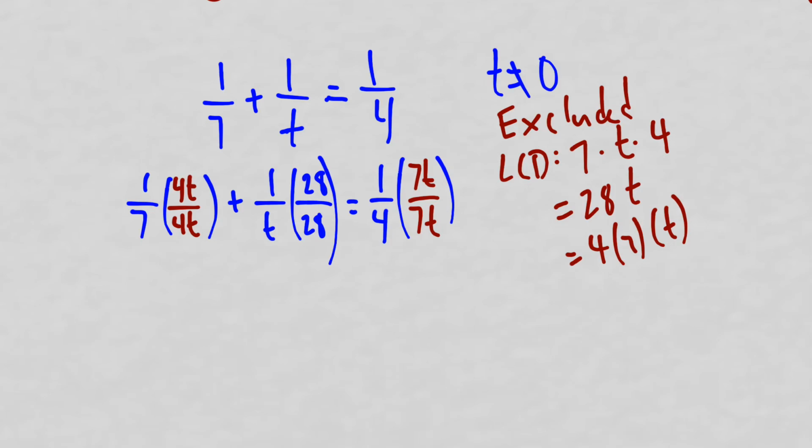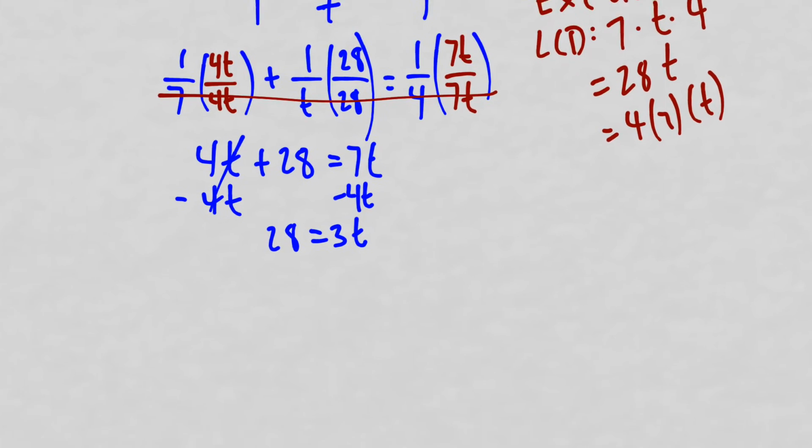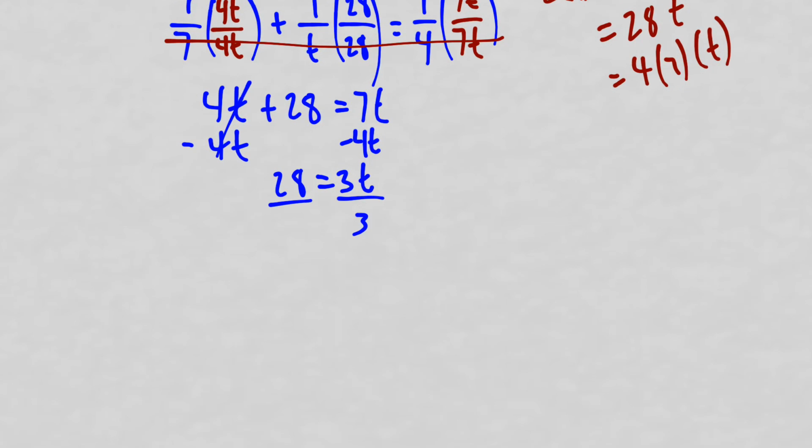Now, after I multiply these out, notice that all the denominators are going to be the same: 28T, 28T, 28T. That's what we wanted, because now we can stop worrying about them. It's just 4T plus 28 equals 7T. I'm going to subtract 4T from both sides, and it's 28 equals 3T. And I'm going to divide by 3. And there's your final answer, 28 over 3, so it's 9.3 hours.